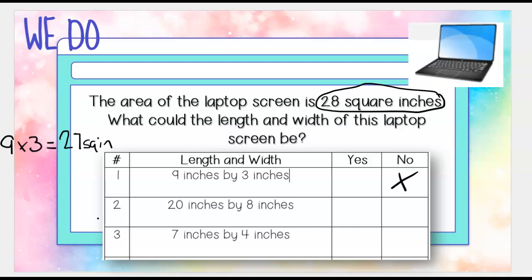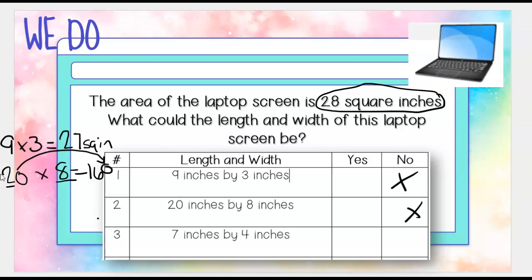Okay, let's do 20 times 8. Remember, I taught you a little trick when we were learning multiplication. Multiply the first two numbers and then take the 0 and put it at the end of your answer. So do 2 times 8 first and then put 0 at the end. Pause the video to solve 2 times 8. So for 20 times 8, did you get 160? If you did, does that equal 28 square inches?